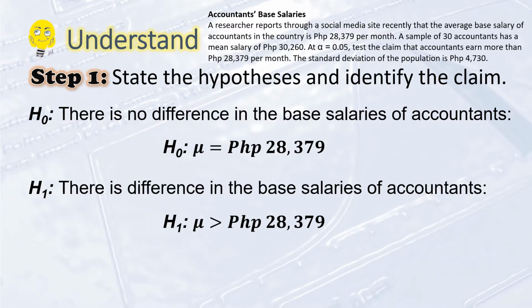28,379 pesos. For the alternative hypothesis, we write mu is greater than, since in the problem it states to test the claim that accountants earn more than 28,379 pesos per month. Hence, the claim in this hypothesis test is the alternative hypothesis, and this is a right-tailed test.